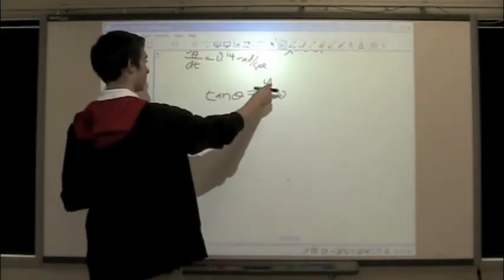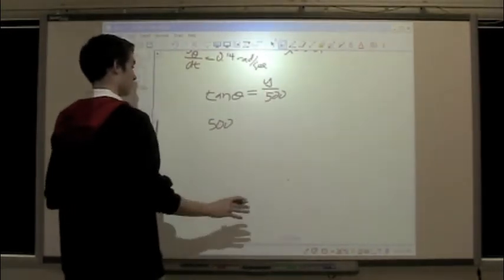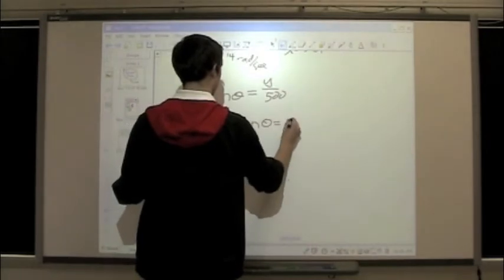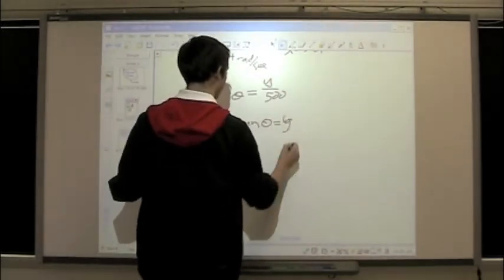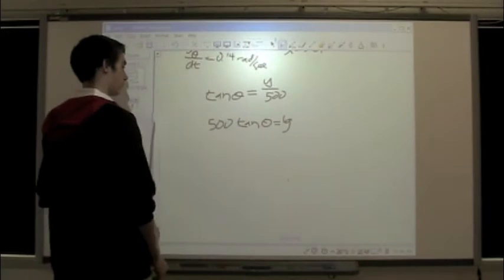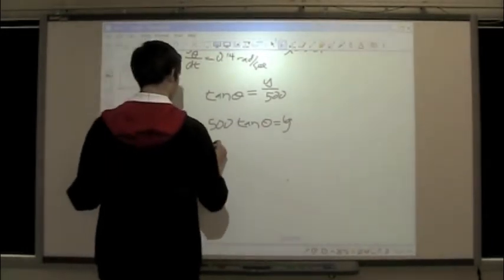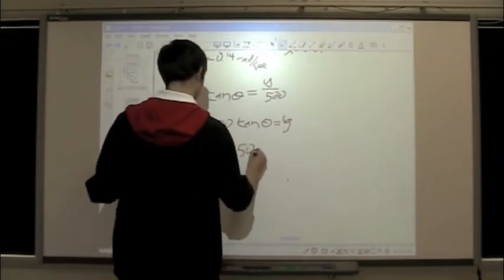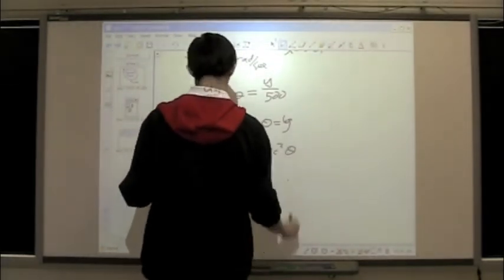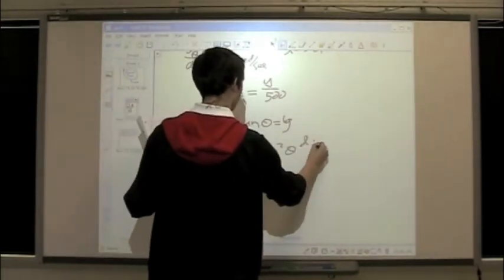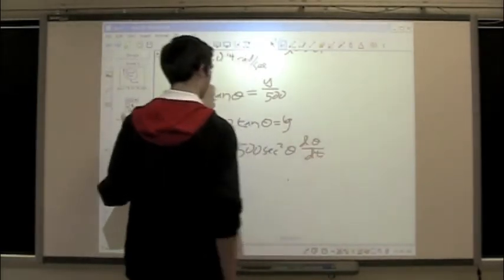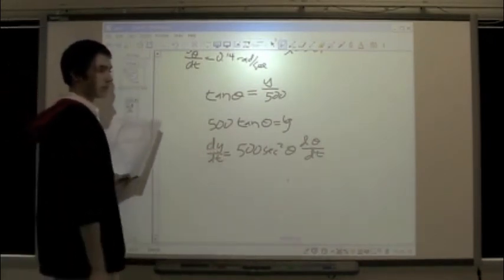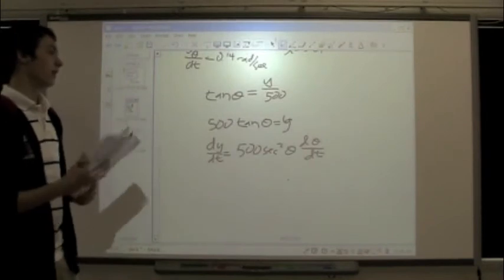Because we want to find dy/dt, we're going to isolate y and then take the derivative of the equation. So 500 tan theta equals y. Okay, so now we differentiate implicitly, and we get that equation. That's our related rates equation. You always need to find one of these in every related rates problem in order to solve.